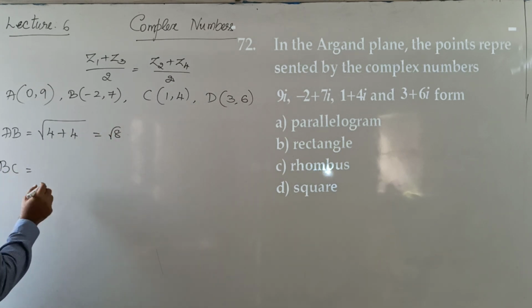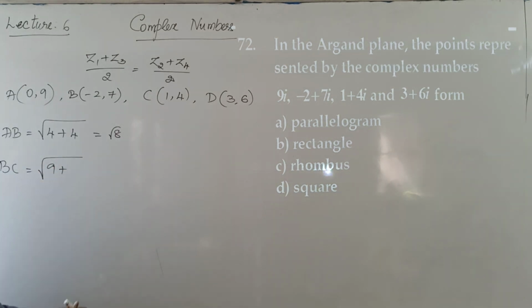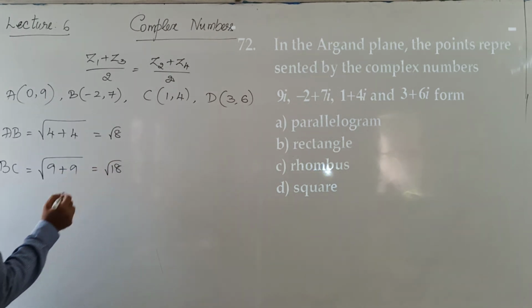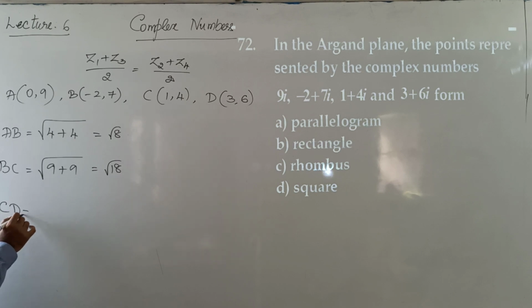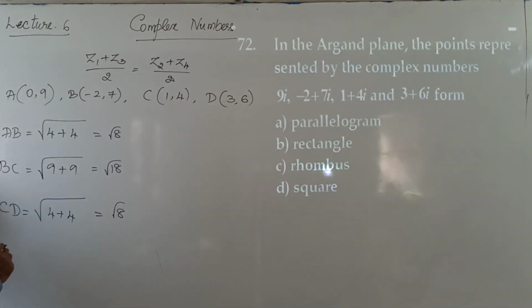Then BC is equal to (1 plus 2), 3 square is 9, plus (4 minus 7), which is minus 3, whole square is 9. This will give you root 18. Then CD is equal to (3 minus 2) whole square, which is 1, plus (6 minus 4), which is 2, whole square is 4. This will give you root 8.